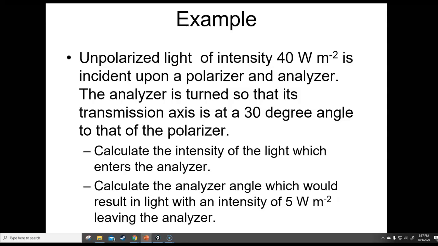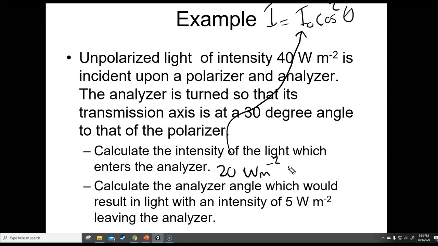Okay, now you have to think very carefully. Unpolarized light goes through a polarizer, becomes polarized, and automatically has its intensity reduced by half. That has nothing to do with Malus's law. That's just how it goes. So how much light goes into the analyzer is 20 watts per square meter. Now in Malus's law, that is going to be I0. Because remember, I0 is the intensity going into the analyzer of light that's already been polarized.